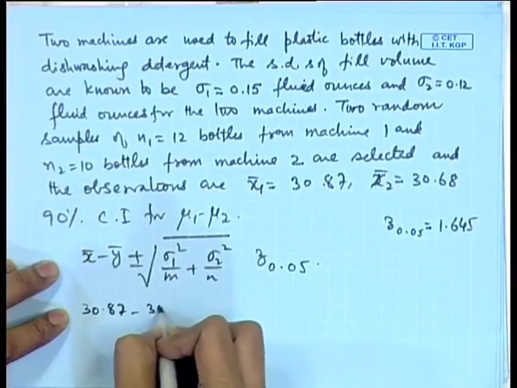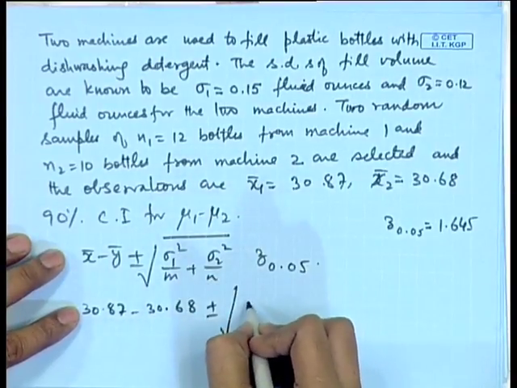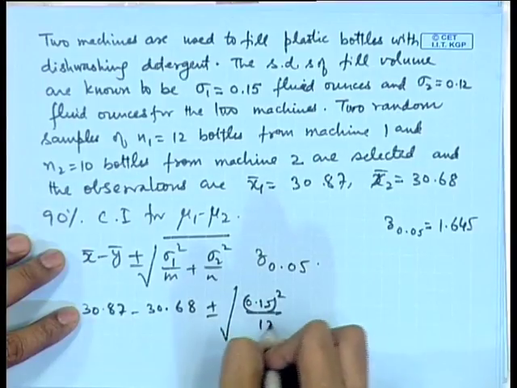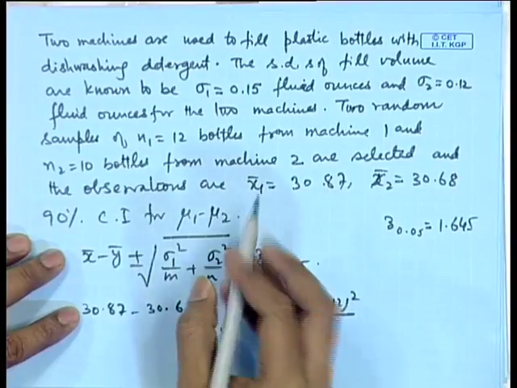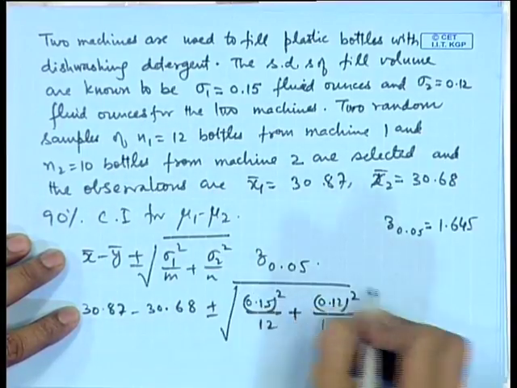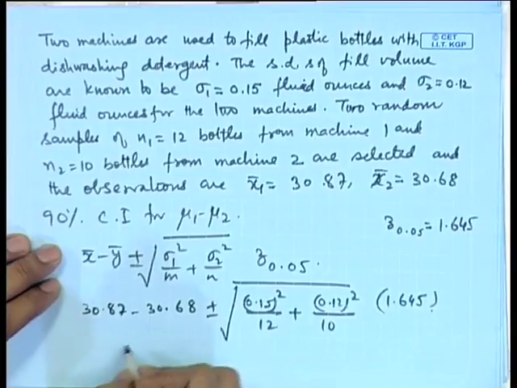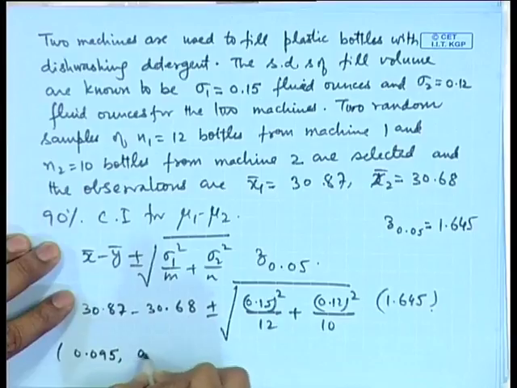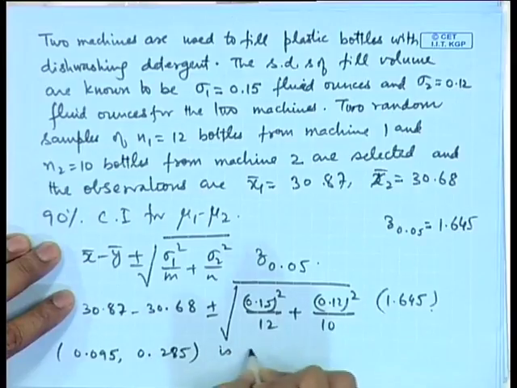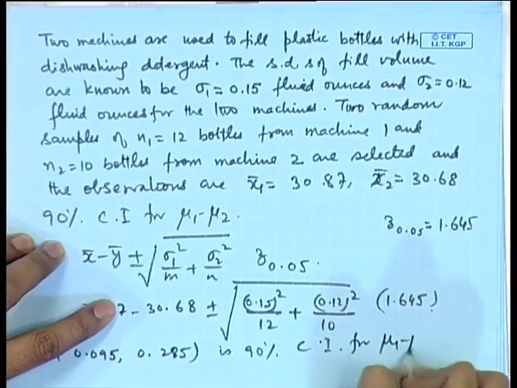30.87 minus 30.68 plus minus square root of sigma 1 square, which is 0.15 square, by 12, plus sigma 2 square, which is 0.12 square, by n, which is 10, multiplied by 1.645. So, after simplification these values turn out to be 0.095 to 0.285. So, this is the 90% confidence interval for the mean difference, that is mu 1 minus mu 2.